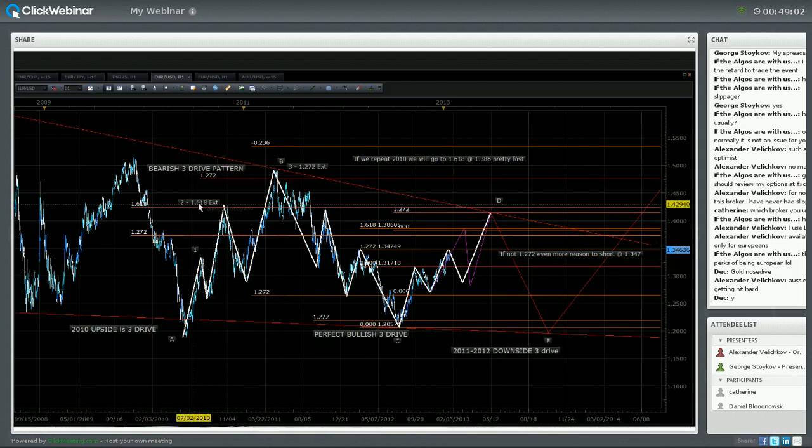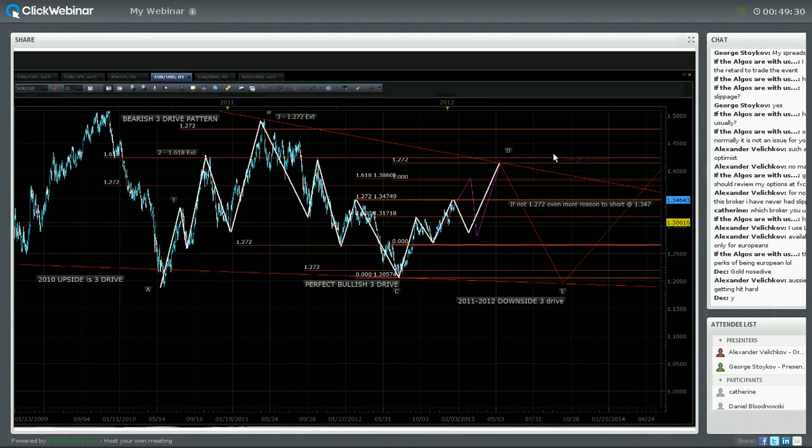You would expect the tree drive to have finished at the 1618 extension. However, it finished at the 1.272 extension. That doesn't invalidate the pattern. That doesn't mean that the pattern wasn't perfect. It just means that it is taken upon observation. You always have the two levels, and you have to see which potential reversal zone is the zone to take. These are potential reversal zones. One of the two will be where it will reject almost certainly.